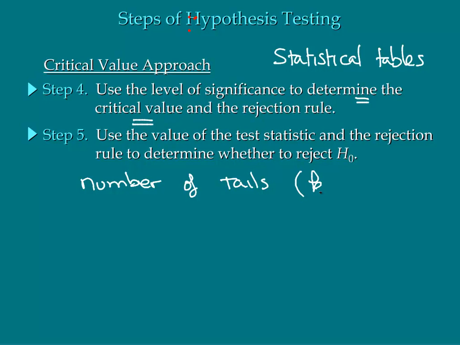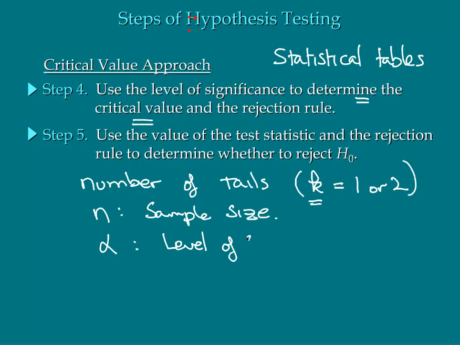In this set of presentations, I'll use k to represent the number of tails, rather than n, since n is sample size. Again, in most cases, you should be looking at a large sample, something greater than 30. That'll become relevant later on. Also, what is important is the level of significance. Those three components are what you would use to find your critical value from the tables.